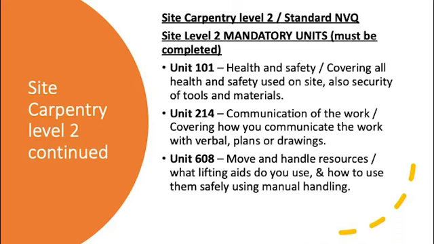Moving on to slide 2, this just gives you a basic understanding of the mandatory units required for level 2 in site carpentry. Unit 101, which is health and safety, covering all health and safety used on site, also security tools. Unit 214, communication of work, covering how to communicate work, verbal plans or drawings. Unit 608, move, handle, store resources: what lifting aids do you use on site, also how to use them safely while manual handling.